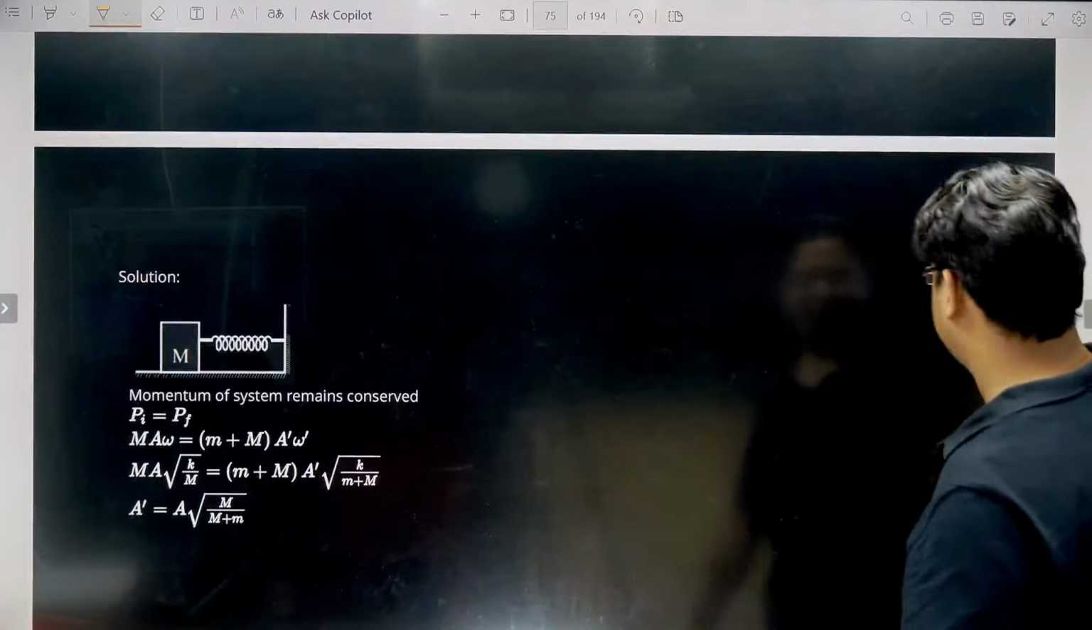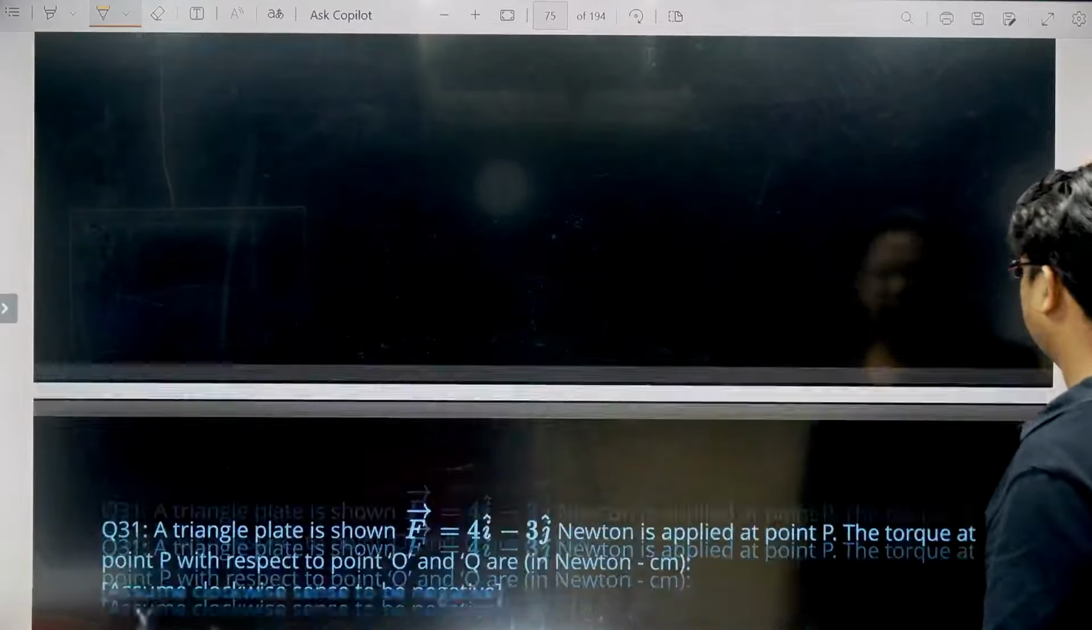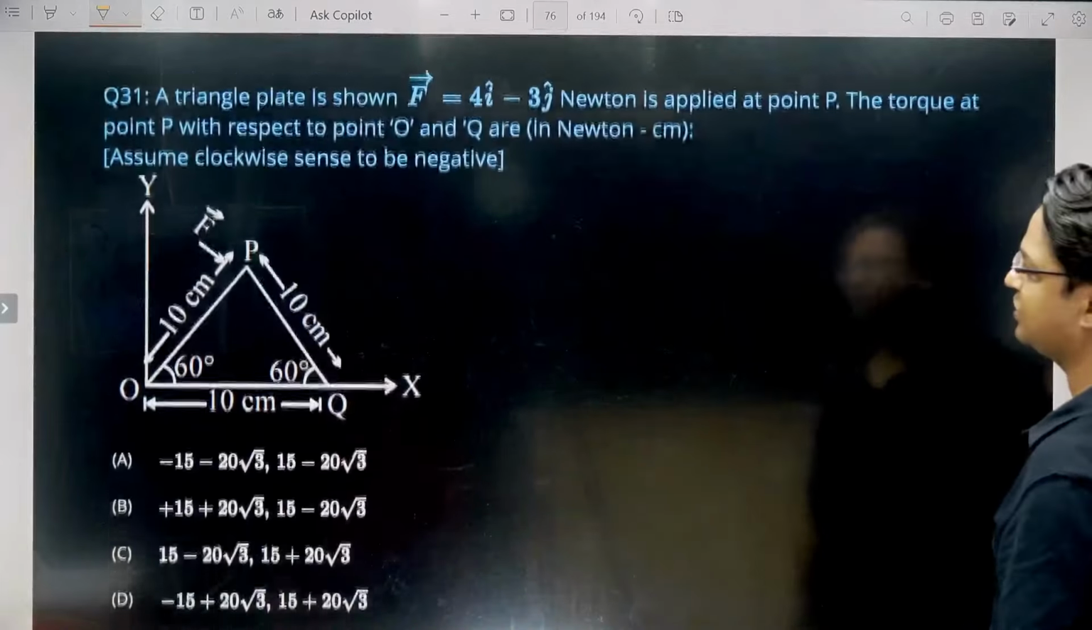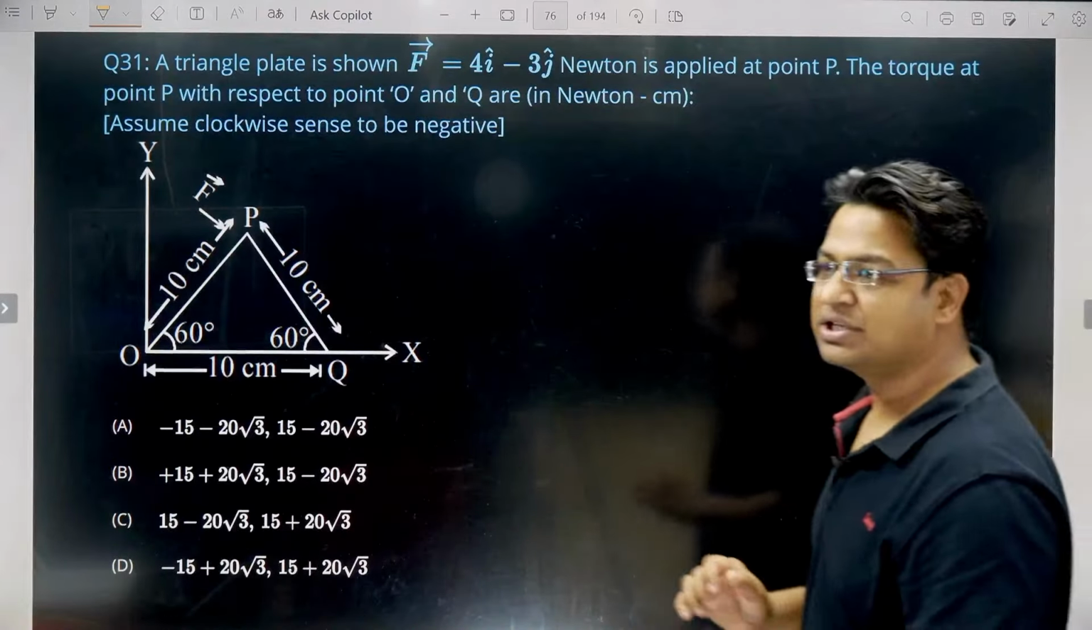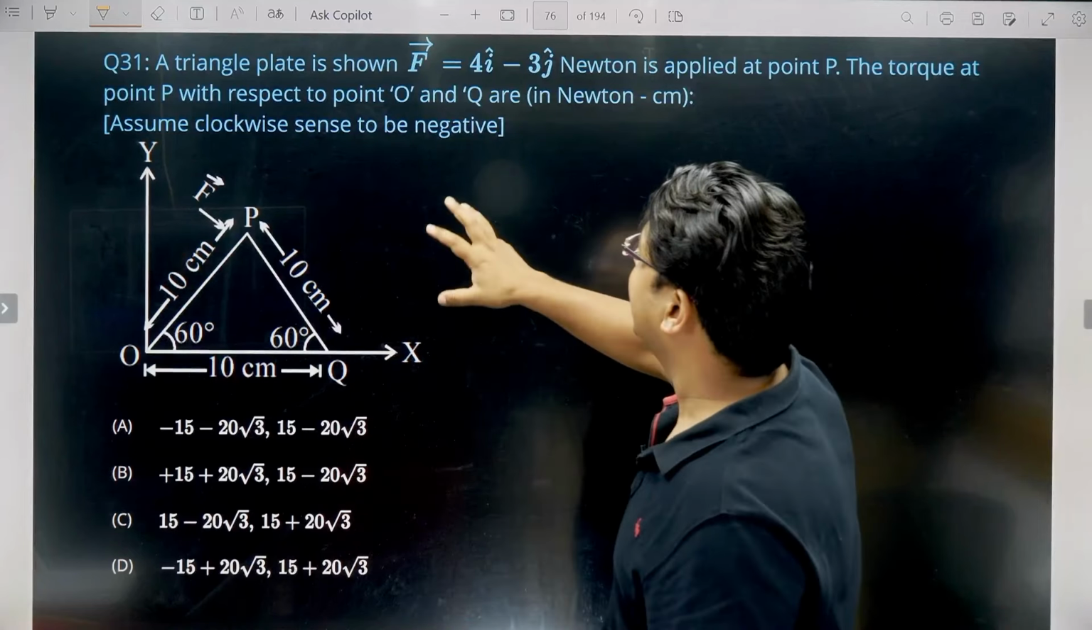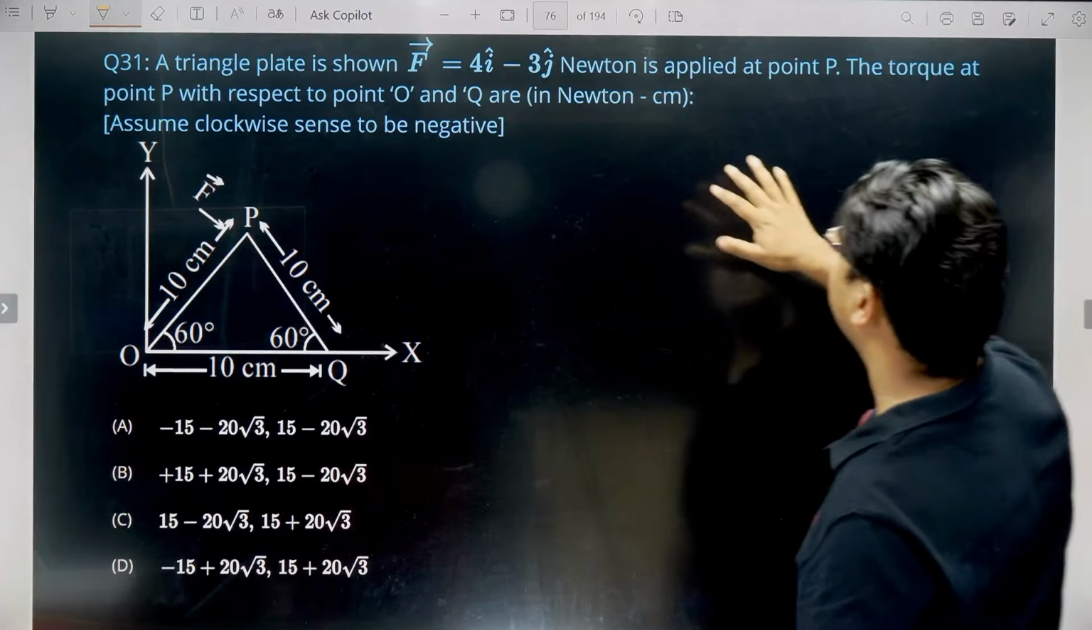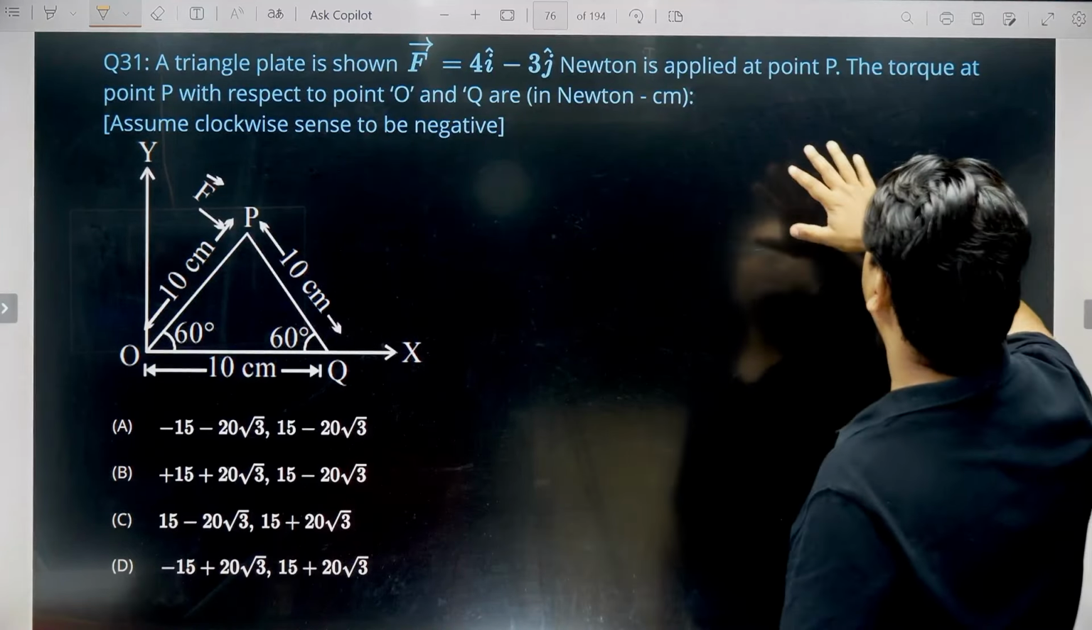All right, students. So that is question number 5 of physics. Now this is question number 6. This question says a triangle plate is shown in the figure. A force 4i cap minus 3j cap is applied at a point P.